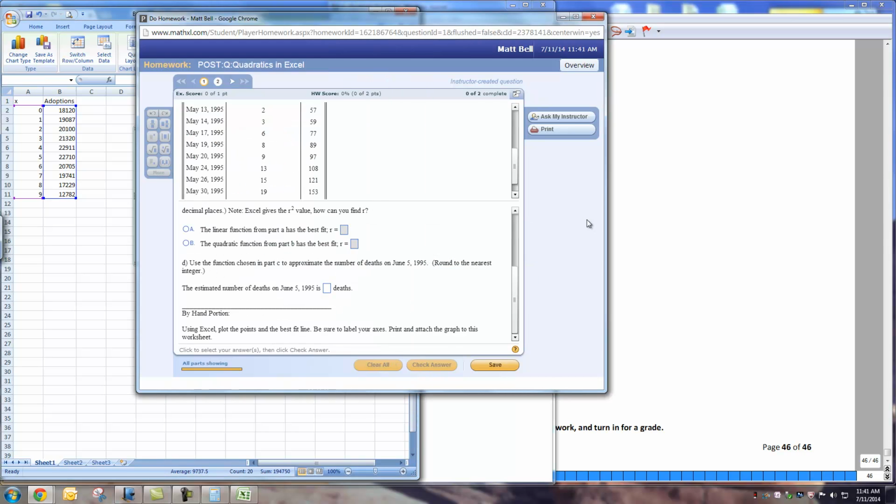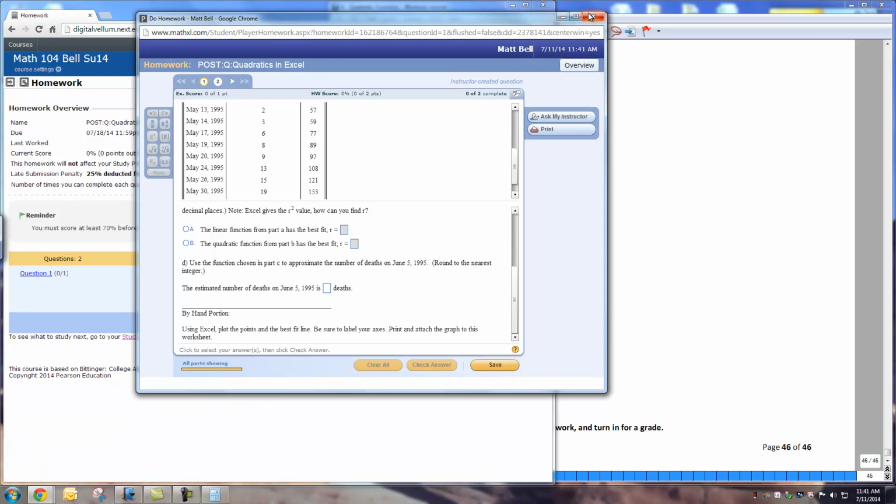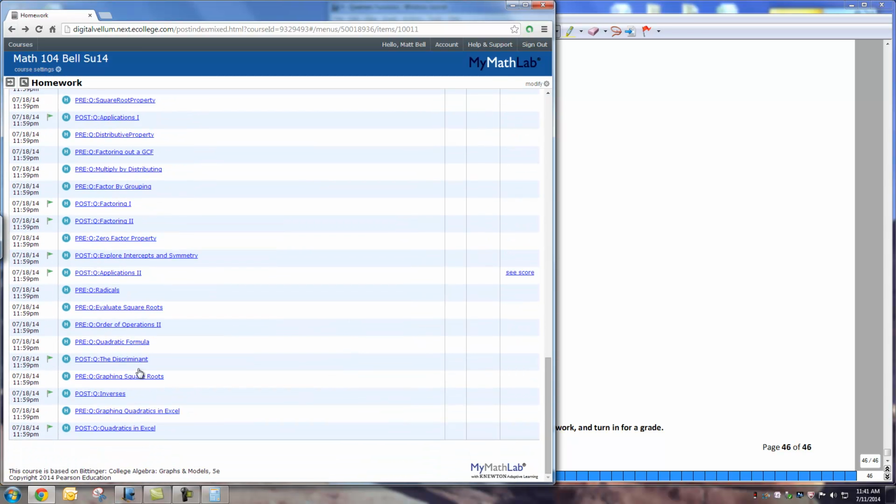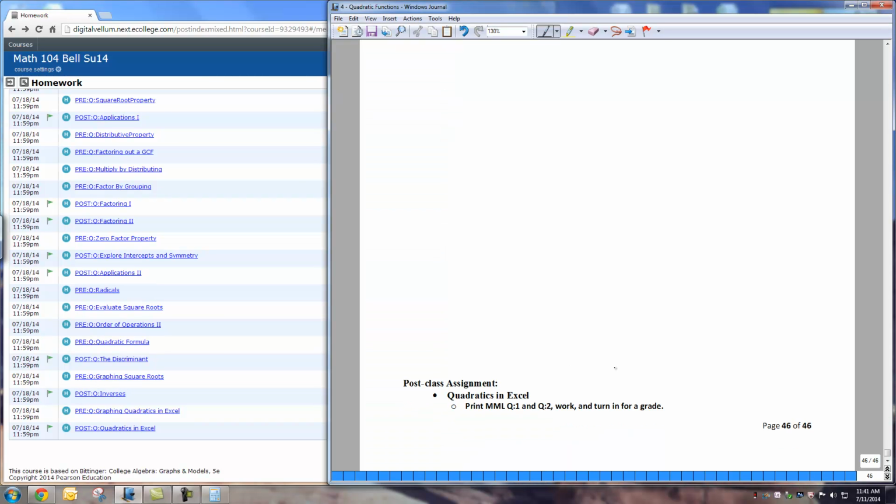All right. So there'll be one more video for this unit that will cover the inverses, which covers square roots. So that'll cover these 2 assignments.